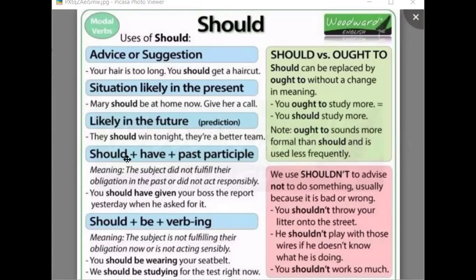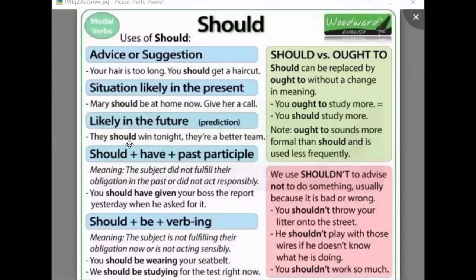And here, should have plus past participle, it's talking about the past. The subject did not fulfill their obligation in the past or did not act responsibly. Meaning it is related to this one, but that one is in the present and this one is in the past. You should have given your boss the report yesterday when he asked for it, but you did not give him the report yesterday. So this is past and this is present.